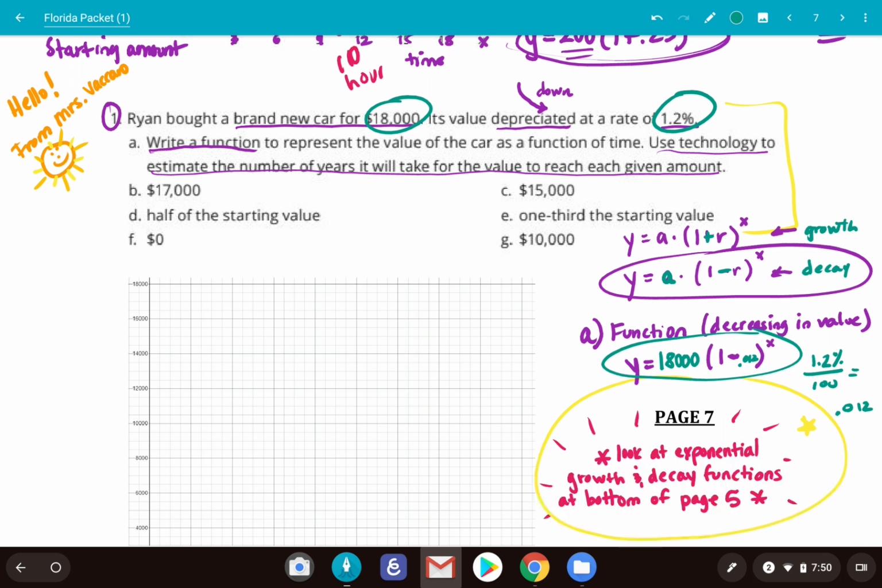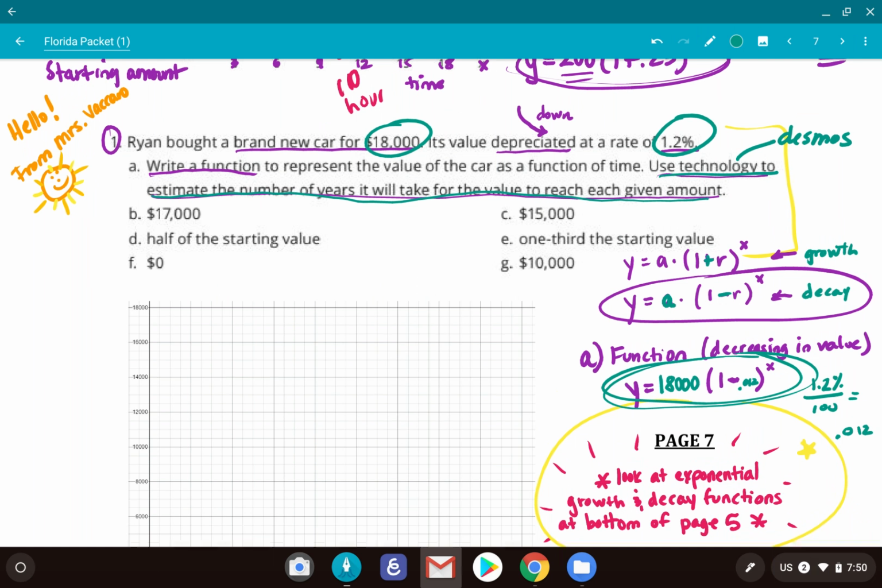And then it says to use technology to estimate the number of years it will take for the value to reach each given amount. So technology is just Desmos. In our case, that's the technology that we're using. So we can go ahead and graph this function or just plug the equation in and see what it looks like on Desmos, and then use that graph in order to help us answer these questions right here.